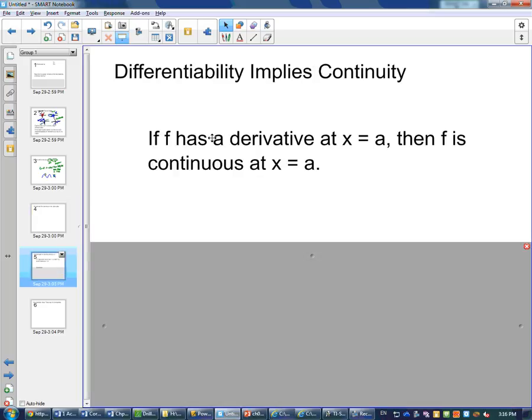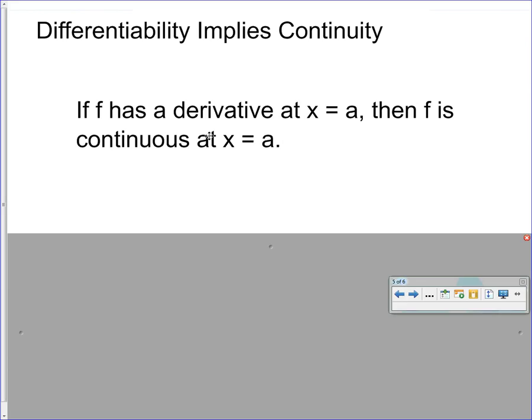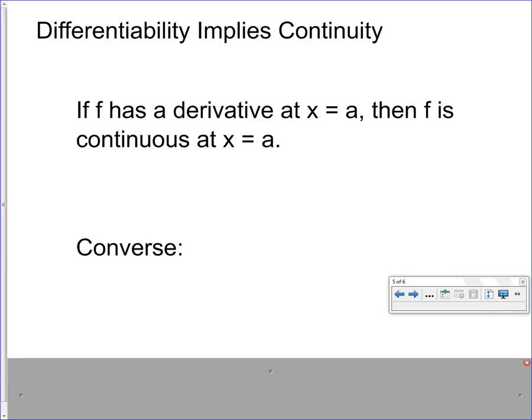I want to move on. What is another implication of differentiability? Differentiability implies continuity. This is a theorem that you need to know. If f has a derivative at x equals a, then f has to be continuous at that point. If your derivative exists, then you must be continuous. The converse of this statement is also true. The converse means that we're going to put the theorem in reverse order.